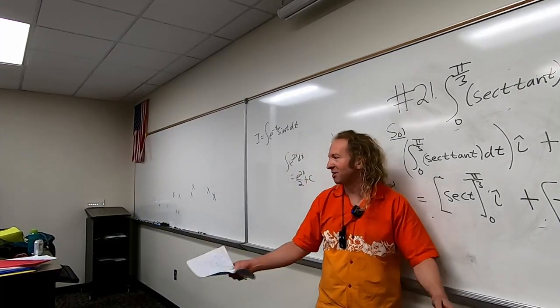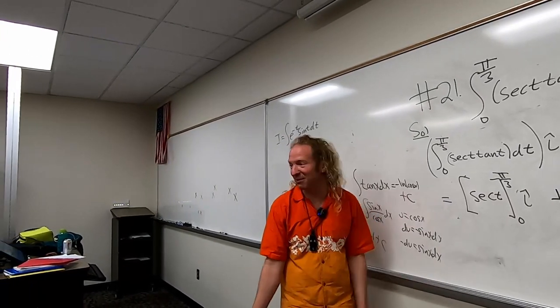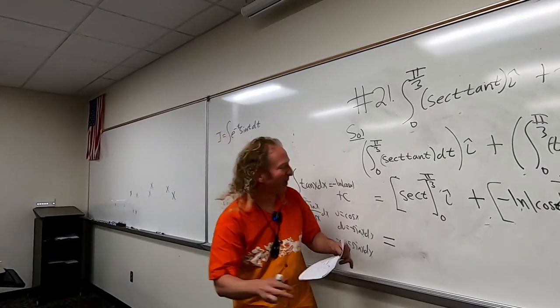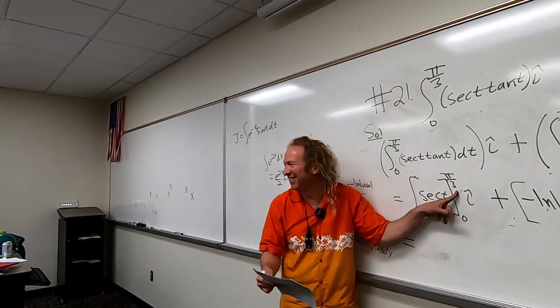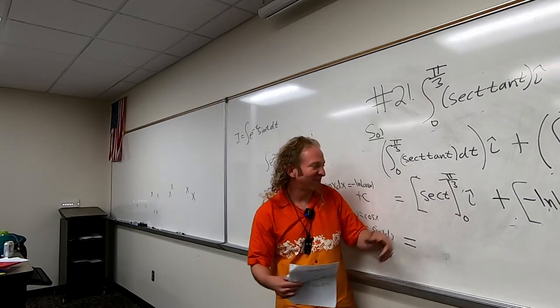No, we're not done. I'm just pausing for a long time. Awkwardness. Yeah, the answer is going to be a vector. We should finish. Okay, I'll finish. I'm kidding. All right, so which one do you plug in first, the pi over 3 or the 0? Pi over 3.